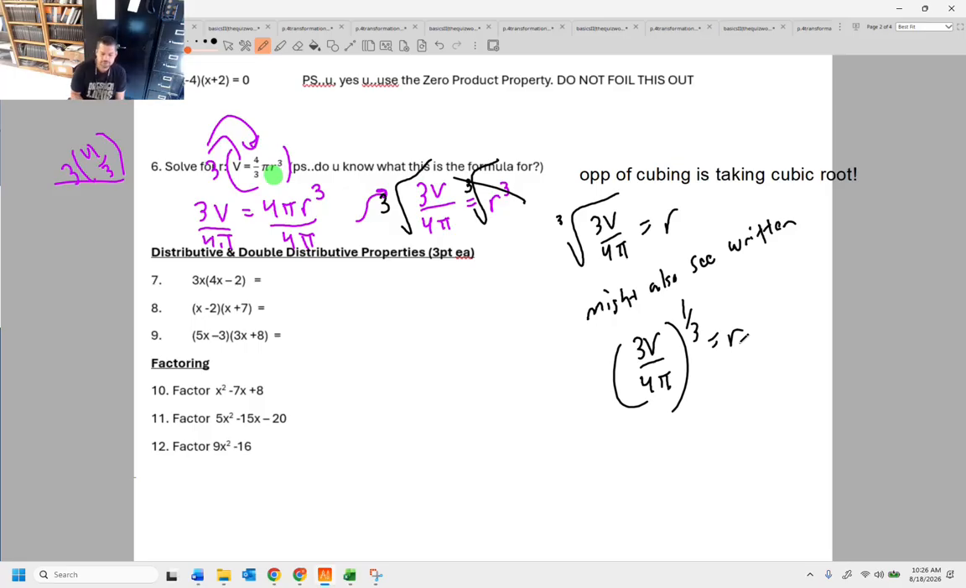I will, because that's more familiar to you. And some of you are like, I don't know what a cubic root is. It's because you don't pay any attention, man. 3 cubed is 27. Cubic root of 27 is 3. Like, it's been done with you.